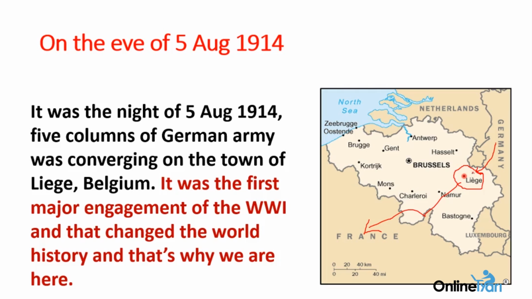What happened there? The German army thought that they could easily win over this small town, but to their surprise, they met resistance from the outpost forts, meaning the forts where Belgian troops were stationed. It took almost 2 weeks to finally conquer the town of Liege, and it was the first major engagement of the First World War, and that changed world history, and that's why we are going to study it.